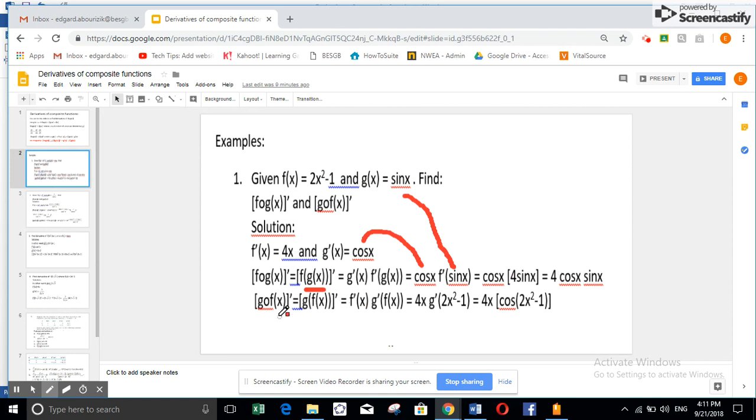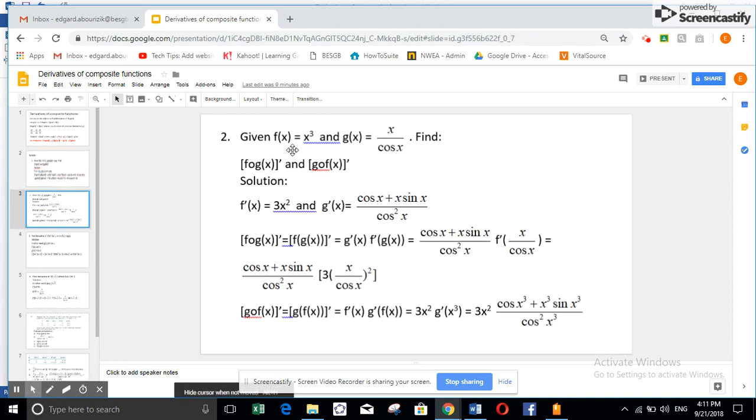If I want to do the vice versa, as I said, I do the derivative of the function inside, f prime, times g prime of f of x. F prime of x, we already did it, it's 4x. G prime of f of x. F of x is 2x squared minus 1. Now I go to function g prime, which is cosine x. I replace this x by 2x squared minus 1. So I get 4x times cosine of 2x squared minus 1.